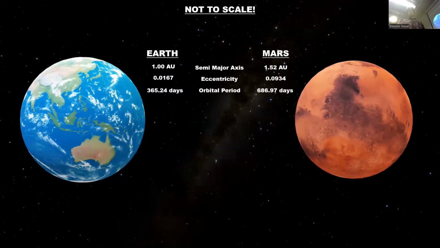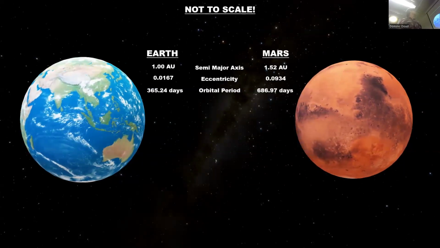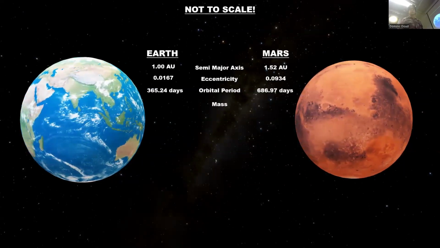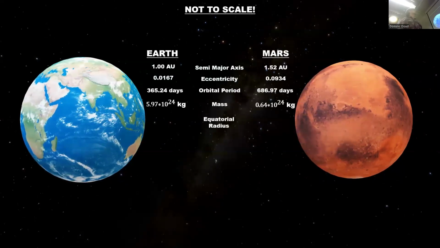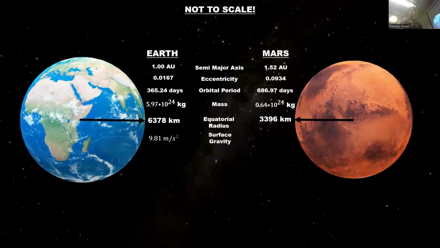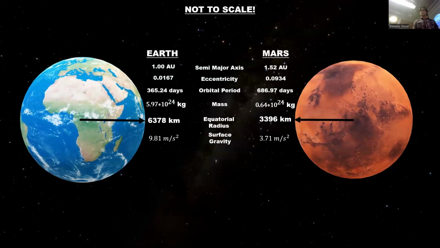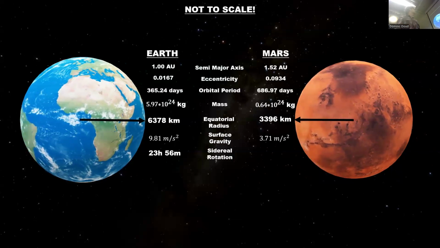The orbital period is nearly twice. So 2 Earth years is nearly 1 Martian year. Mass is slightly lower for Mars compared to Earth. The radius is about half of Earth. The surface gravity is about a third. So if you weigh 100 pounds on Earth, you'd weigh 30 on Mars. It's a great way to lose weight.